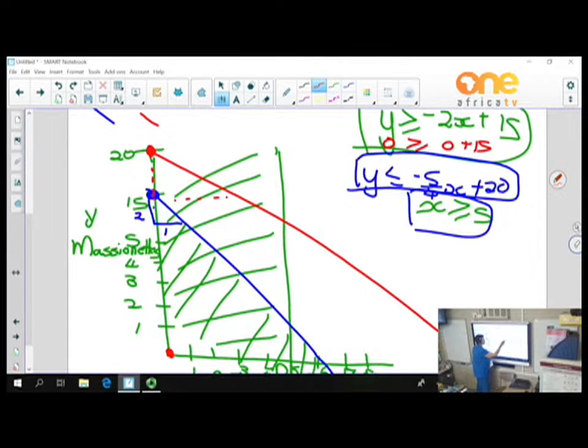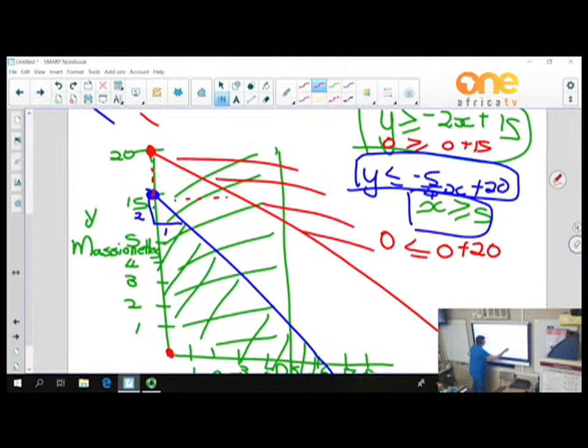And then this one, testing, testing. Is 0 less than or equal to 20? That's true. So for this line, 0, 0 is in the wanted region. So where do I shade? The unwanted region. That's where I shade. So now you should have two lines, and this one is not a triangle, but a quadrilateral. Can you see? You don't have a triangle this time, but a quadrilateral.